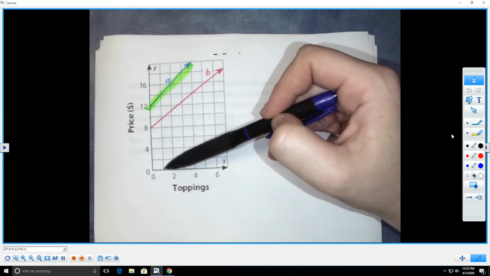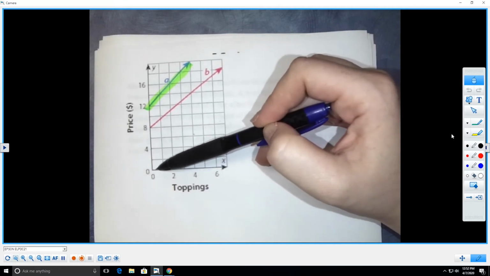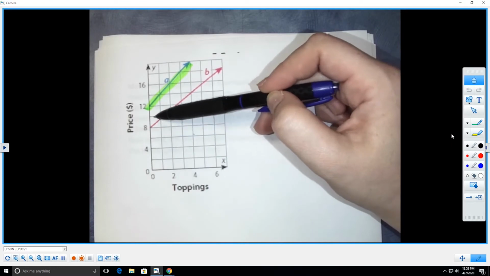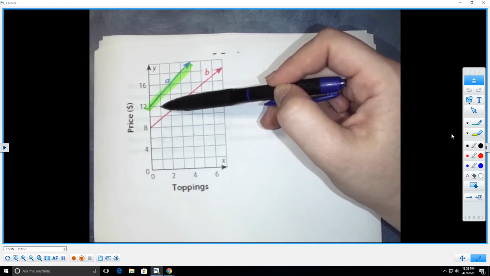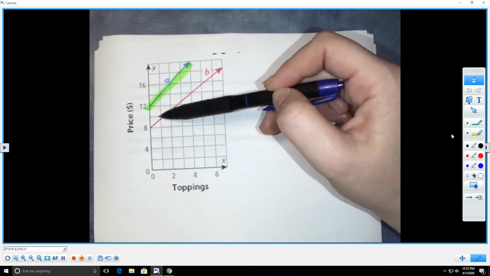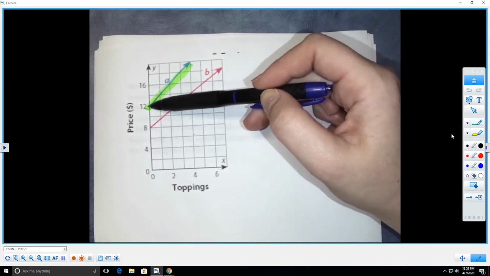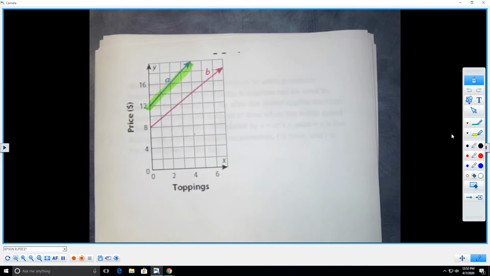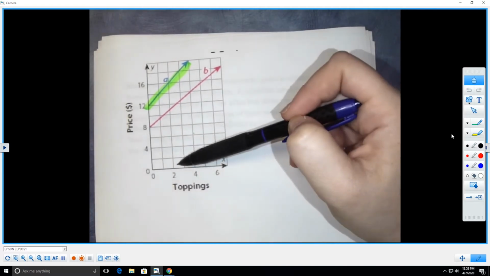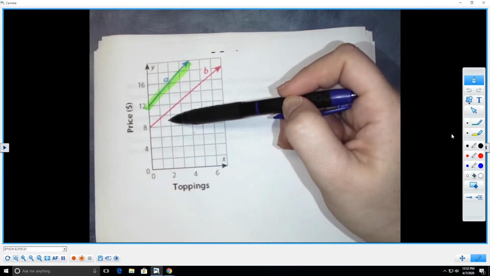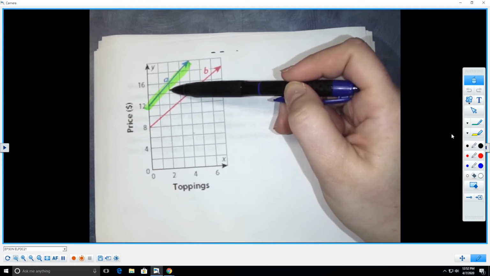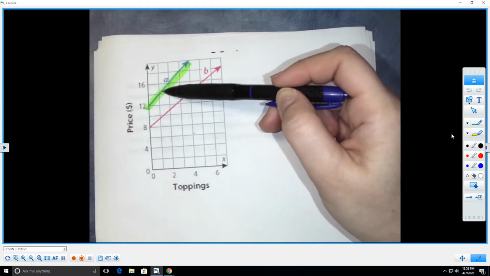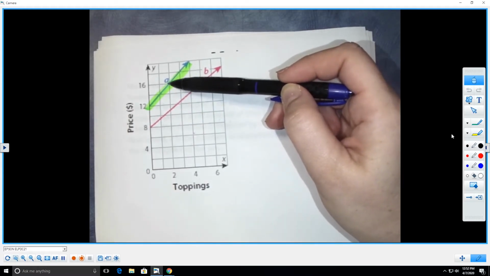So if you look here, here are my number of toppings. For one topping, when toppings are 1, the price increases by 2. It goes from 12 to 14. If I have 2 toppings, since each topping is $2, it should increase by 4. So it goes from $12 to $16.